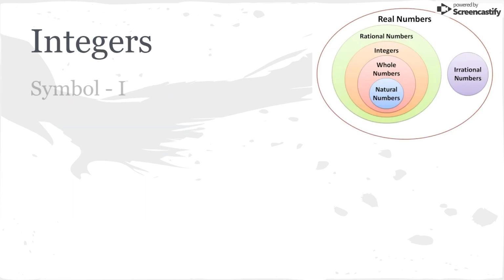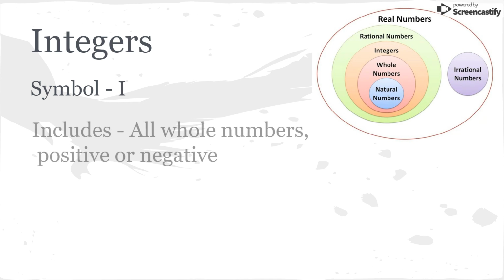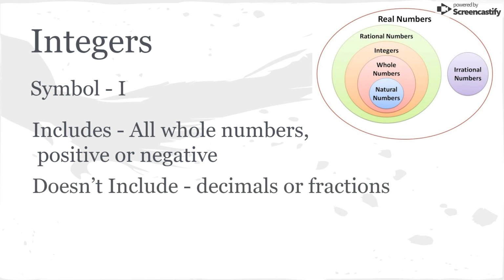Integers. Symbol is I. It includes all whole numbers, positive or negative. So these are your counting numbers. So -3, -2, -1, 0, 1, 2, 3, 4. So infinity in both directions there. It doesn't include decimals or fractions. Some examples, -2, +18, -6, 0. Right in the middle, zero's in there. Kind of anything that would be like a temperature, the temperatures that we use. So -17, +52, stuff like that.